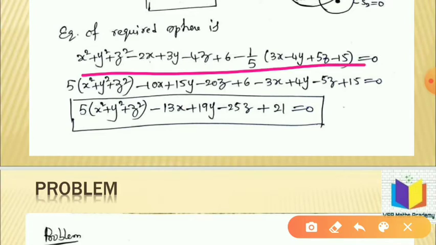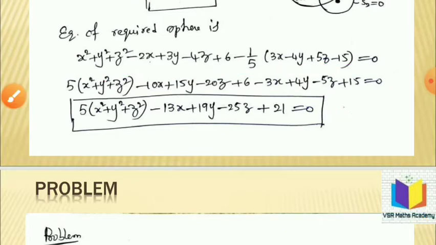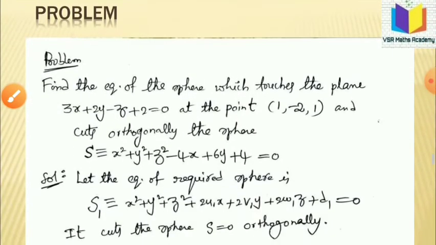On simplification of this equation finally you will get like this. So 5 into x square plus y square plus z square minus 13x plus 19y minus 25z plus 21 is equal to 0. This is the equation of required sphere. So let us see another problem.